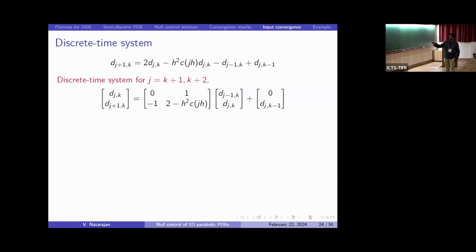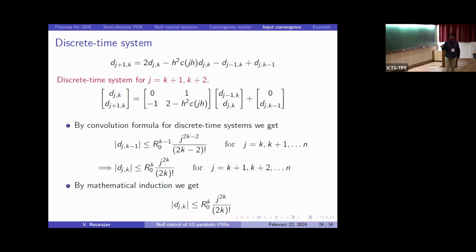Now if I have this, using the properties of this matrix, looking at its eigenvalues, I can compute a solution to this equation, or estimate the solution to this equation. So suppose in the k minus 1th column I have these estimates. Okay, that k minus 1th column, the coefficients are bounded by r naught to the power k minus 1, j to the power 2k minus 2 by 2k minus 2 factorial. Suppose I have this, I put this in, then I get a convolution expression for this discrete time system. Estimating the eigenvalues of this guy, I can kind of compute the estimate to be this. In other words, by induction, I can show that the coefficients on the kth column satisfy this estimate. Okay, r naught to the power k by j into j to the power 2k by 2k factorial.